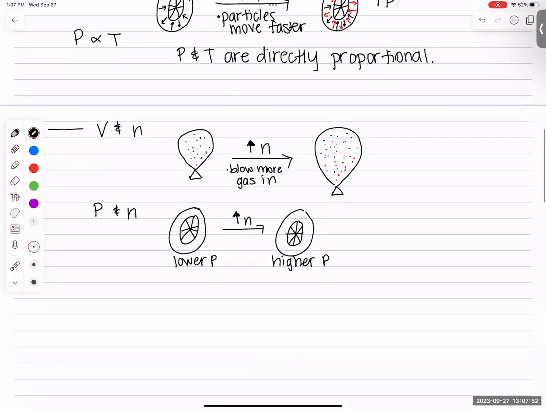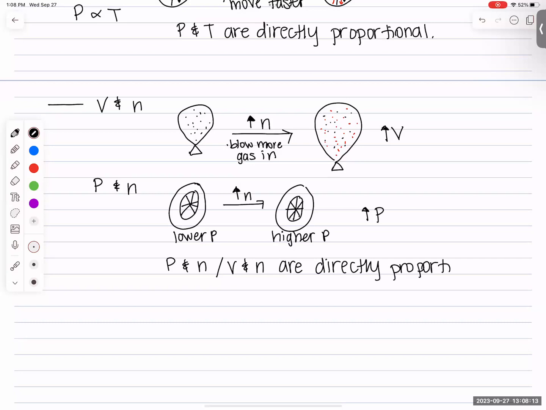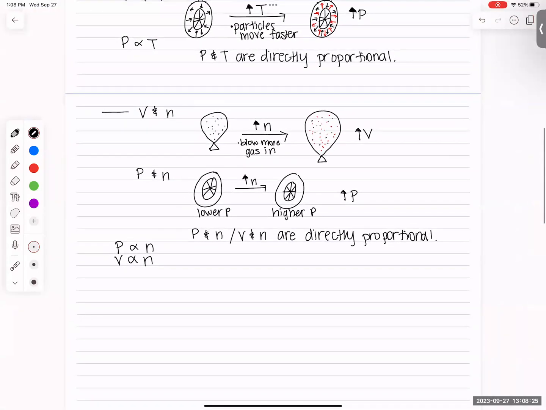So both of these relationships are direct. Pressure and moles, volume and moles are directly proportional. So that means we can say pressure is directly proportional to N and volume is directly proportional to N. Now let's take a look at all of these relationships and look at them together.